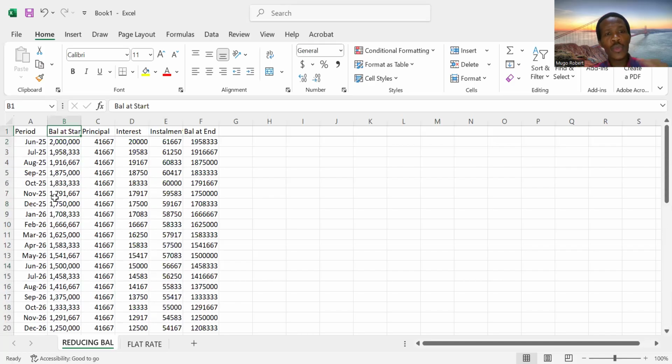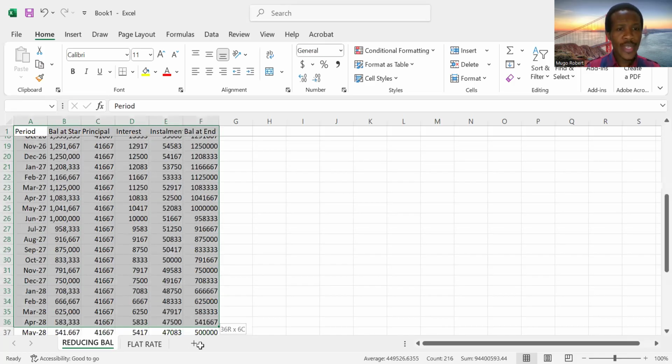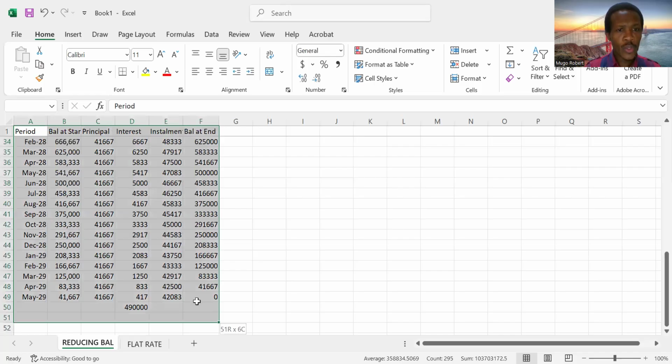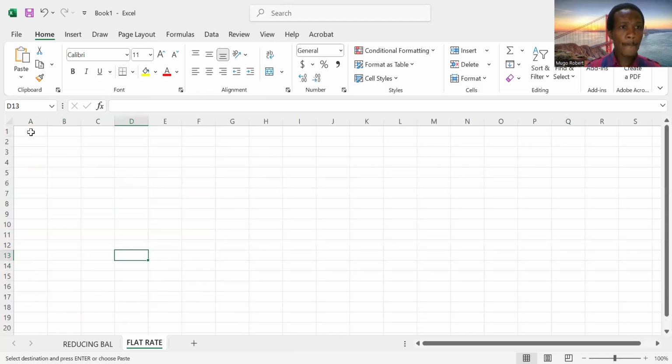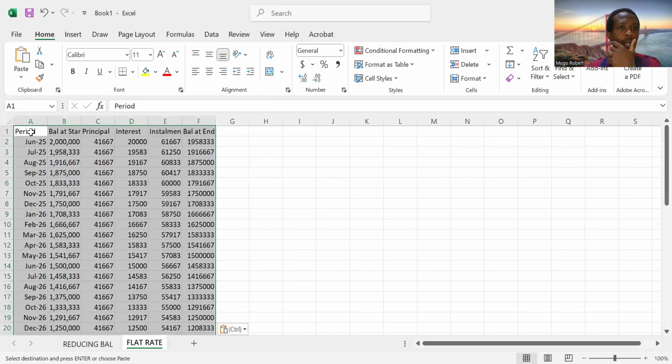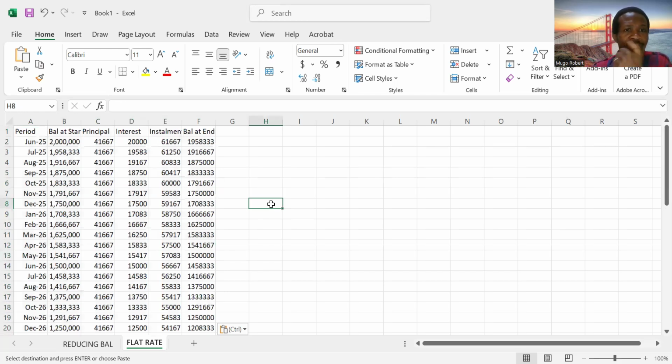Allow me, because it will save so much time. Let me copy most of this and paste it there. Then edit 1, 2 things so that it will save on our time. Remember, time is money. So I come and paste it there. So what now will change? Flat rate means the interest is on the 2 million from month 1 to the end.